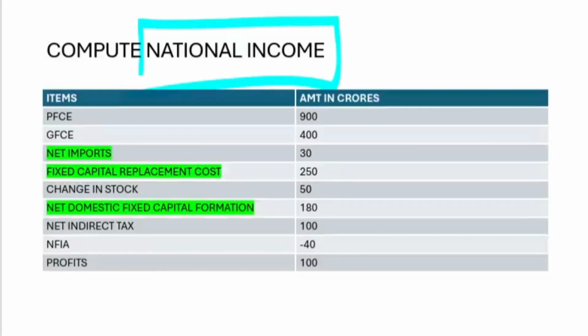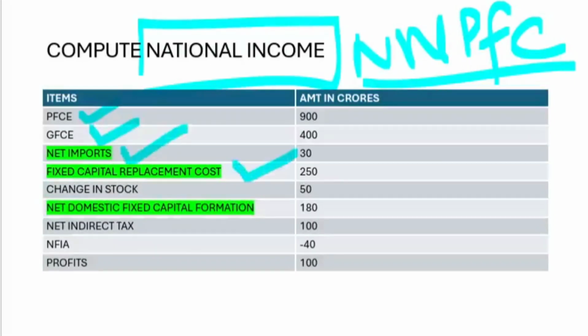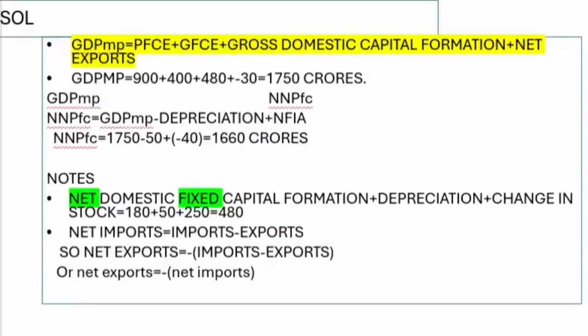Now a question in which they are asking us to compute the national income, which is basically NNPFC. We'll move on to the question. PFC, GFC, net imports, fixed capital replacement, change in stock, net domestic fixed capital formation, net indirect tax, NFI profit. From these terms, we can identify that it is actually expenditure method.